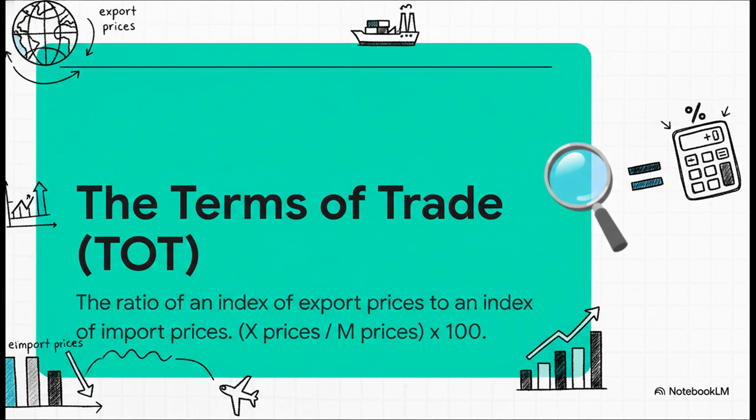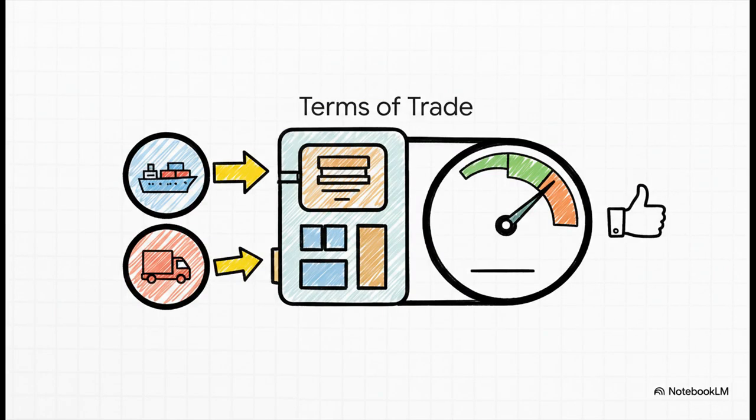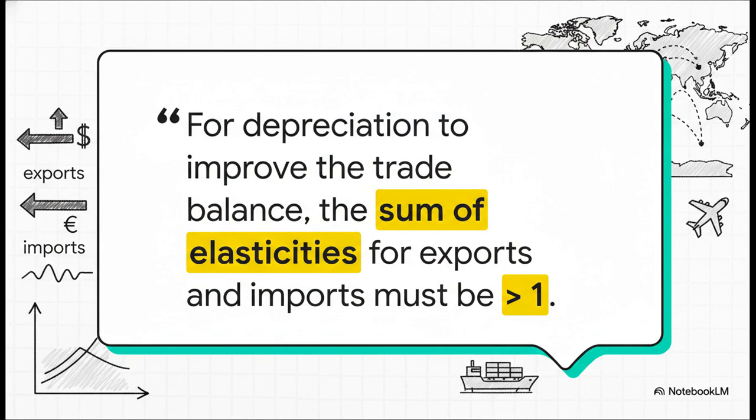It basically tells us how much buying power a country has on the world stage, how many imports it can buy for a certain amount of its exports. So let's actually apply this to question 4. Export prices go up by 50%, so our index is 150. Import prices go up by 25%, so their index is 125. We just plug those numbers into the formula. 150 divided by 125 times 100 gives us 120. And since that number is higher than our starting base of 100, we can say the terms of trade have improved.